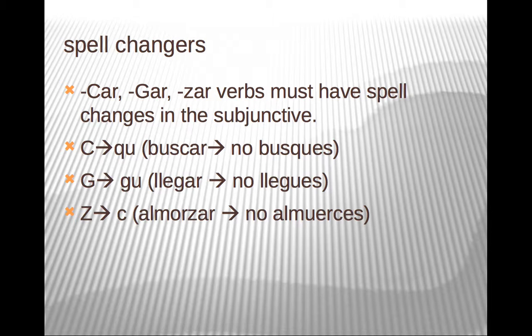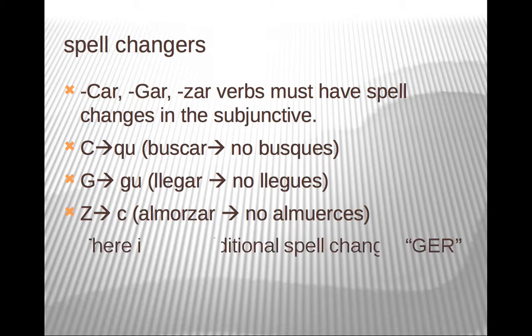Can anyone think of another verb that would be stem changing and spell changing? It's a gar verb. Very common gar verb. It is jugar, yeah. Because the yo form of jugar is juego. Drop the O. The G has to change to a GU. And then we add ES. Juegues. It's the weirdest looking verb, let me tell you. Everybody good on this slide?